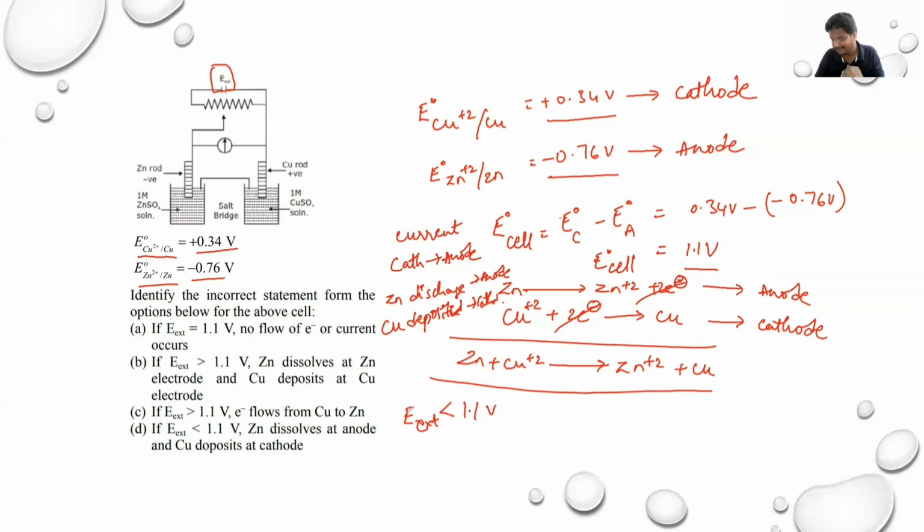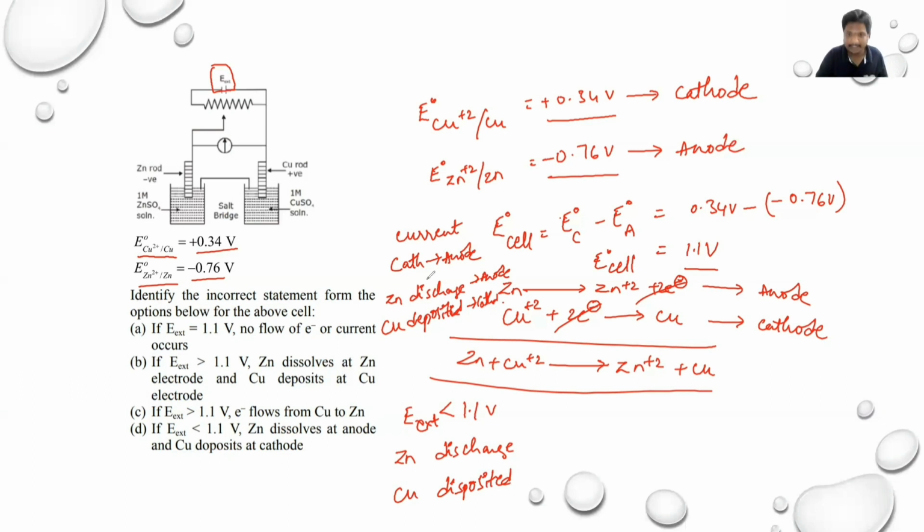If external voltage is less than 1.1 volt, there is a flow of current from this cell to the battery, because current will flow from highest potential to lowest potential. So it means spontaneous reaction will take place. In that case, at the anodic compartment zinc will discharge, and at the cathodic compartment copper will be deposited. So current will flow from cell to the battery.